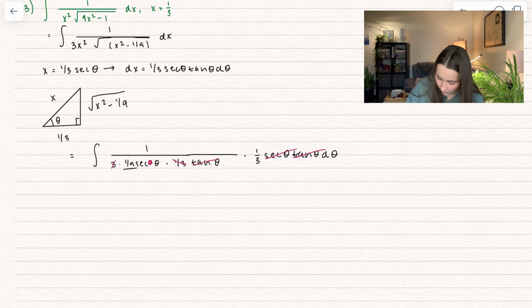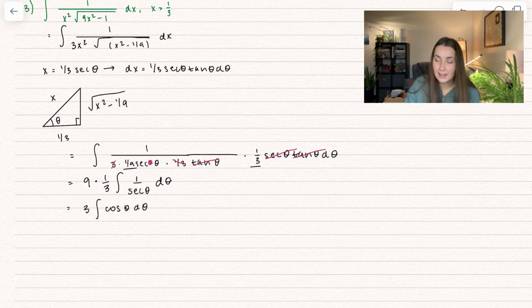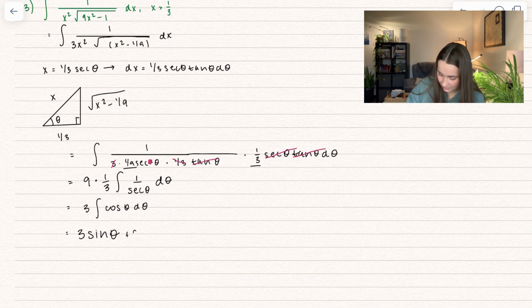We have 1 divided by 1/9, that's going to be equal to 9. And then we have this 1/3 right here. And then all we're left with is 1 over secant of theta d theta, which I'm going to go ahead and rewrite. So we get 3 times the integral of cosine of theta d theta. And that is very nice, right? So here we can take that antiderivative. We get sine of theta plus some constant c.